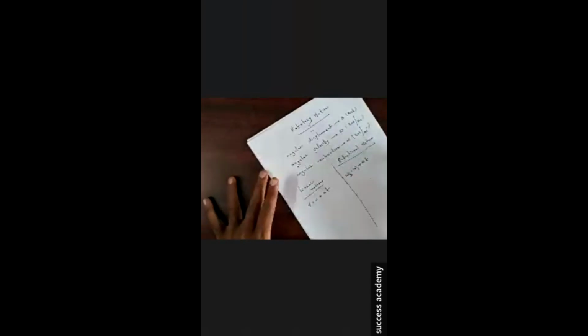Okay, next one. s is equal to ut plus half of a t square. Here omega 1 is the initial angular velocity, t remains the same as it is, plus half into acceleration, here angular acceleration alpha, t square.